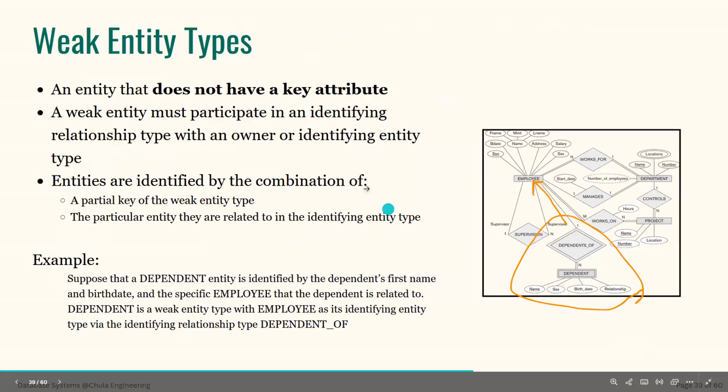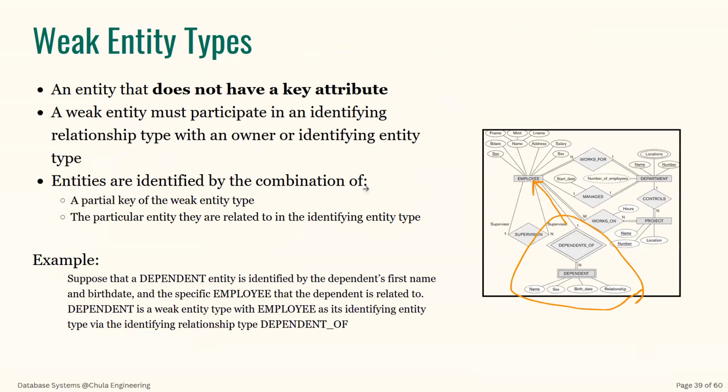All right. Now, the other thing that we still have is the weak entity type. So when we talk about weak entity type, it is signified by the double line. So you can see the dependent here. The dependent has double line on its entity, so it is called a weak entity. But the problem with weak entity is that it does not have a key attribute, like I told you before. So in order to identify which dependent it is, it has to be connected to an employee, right?